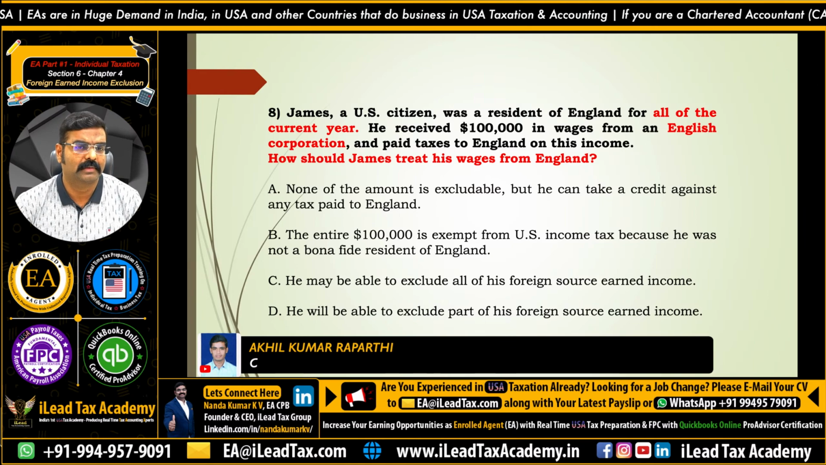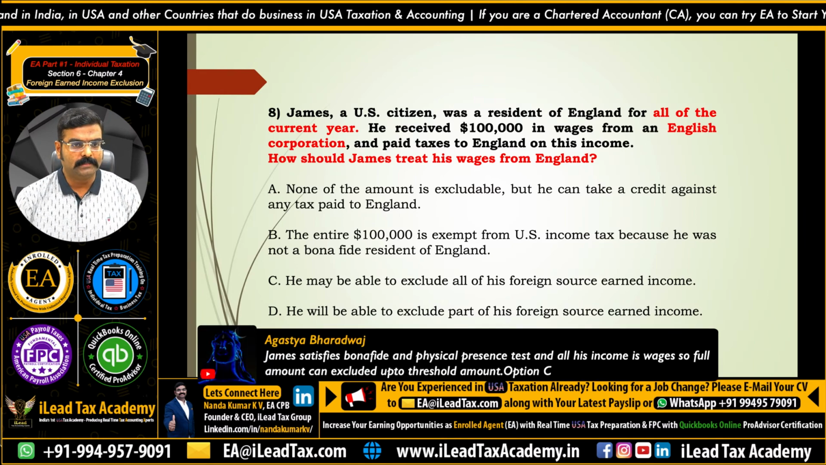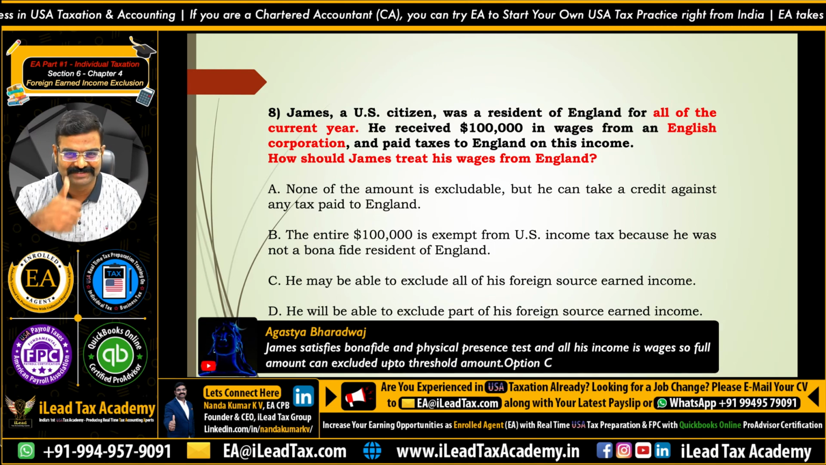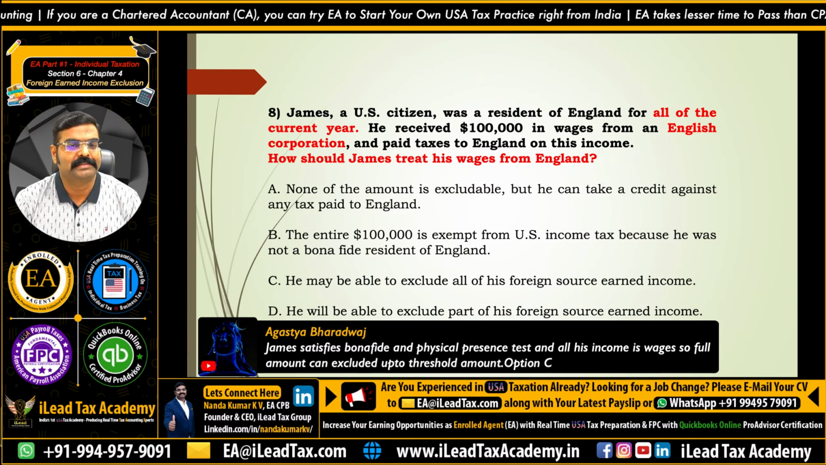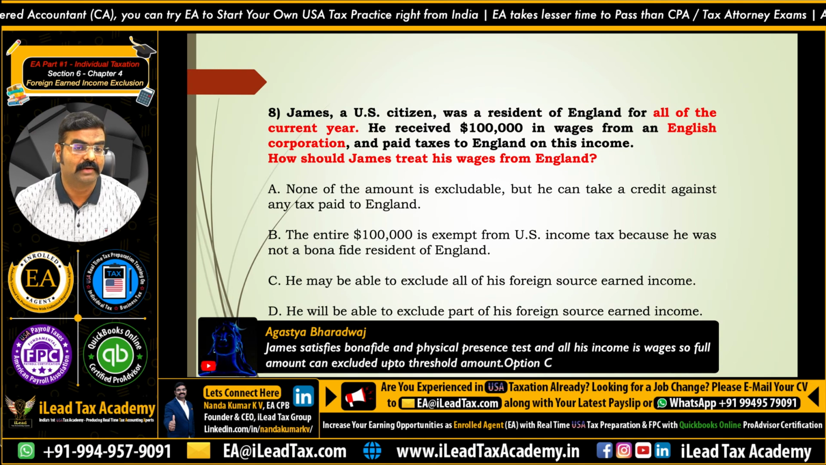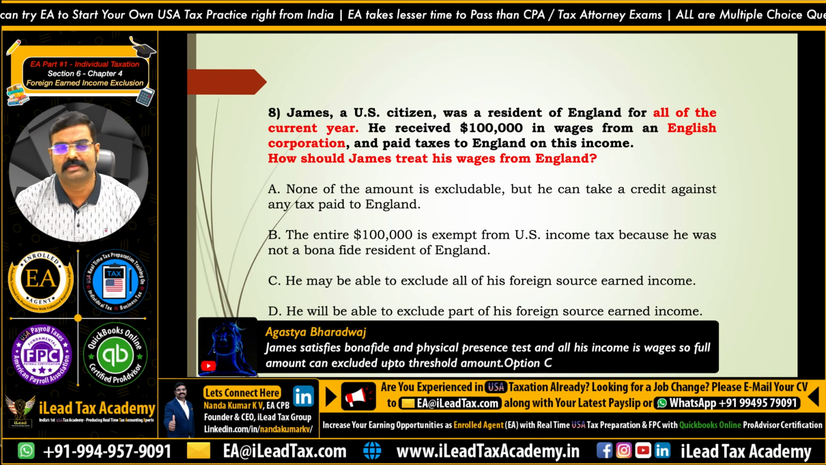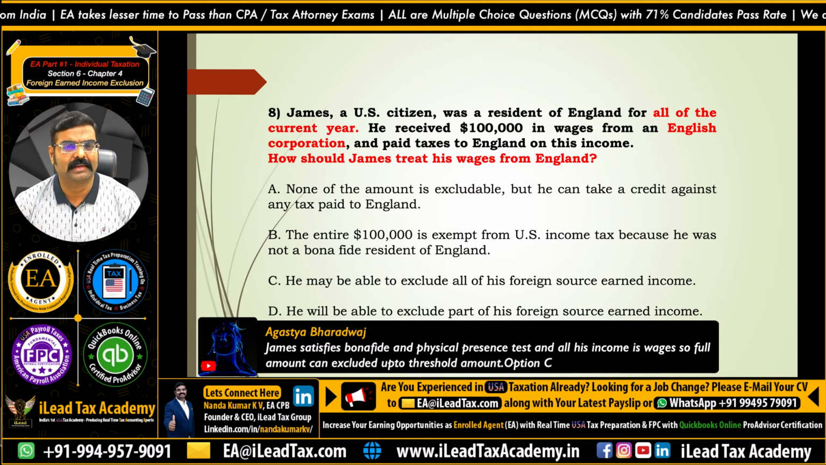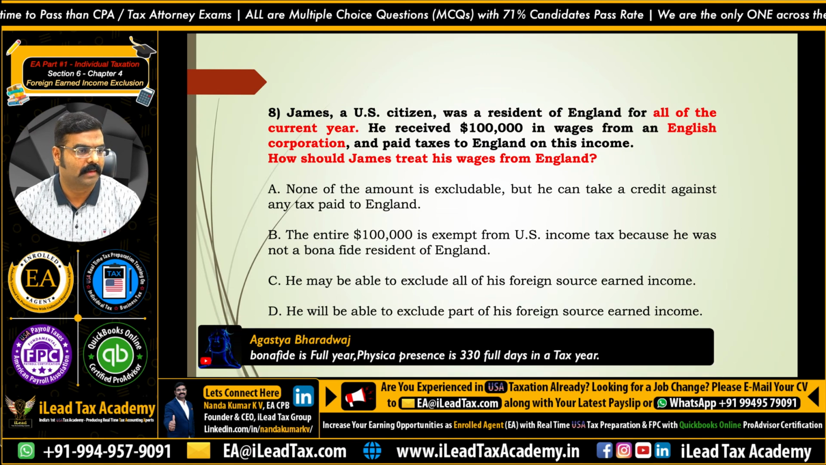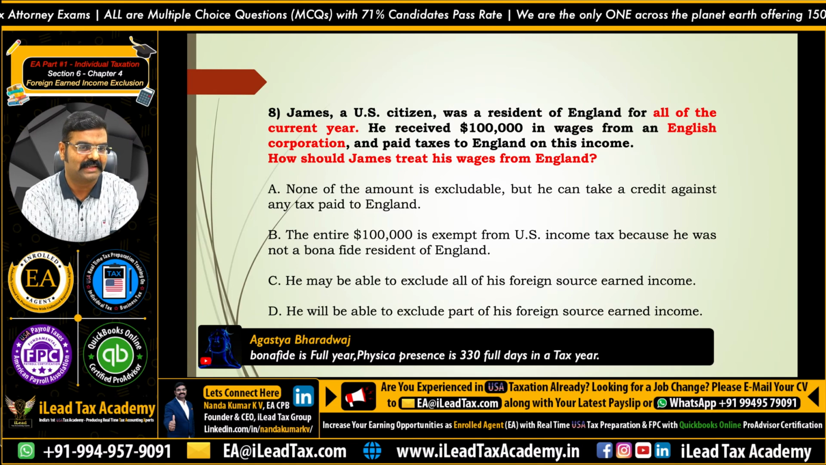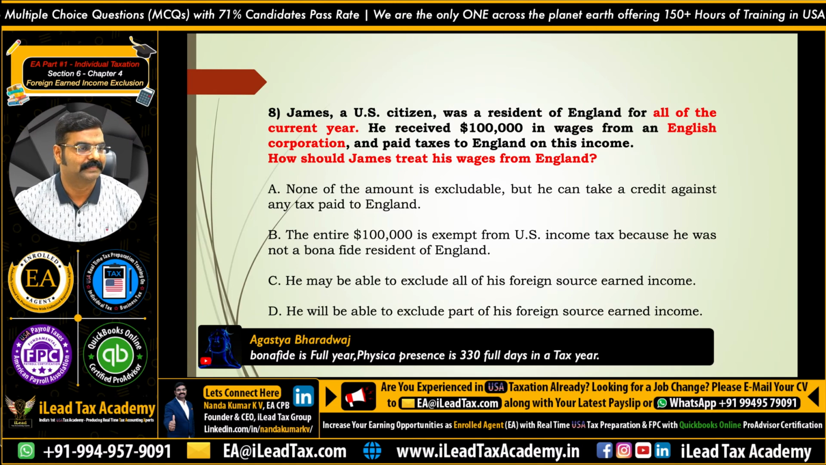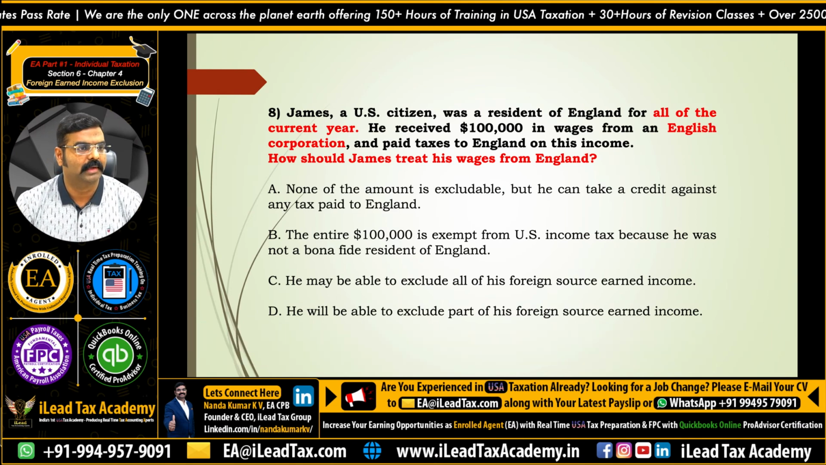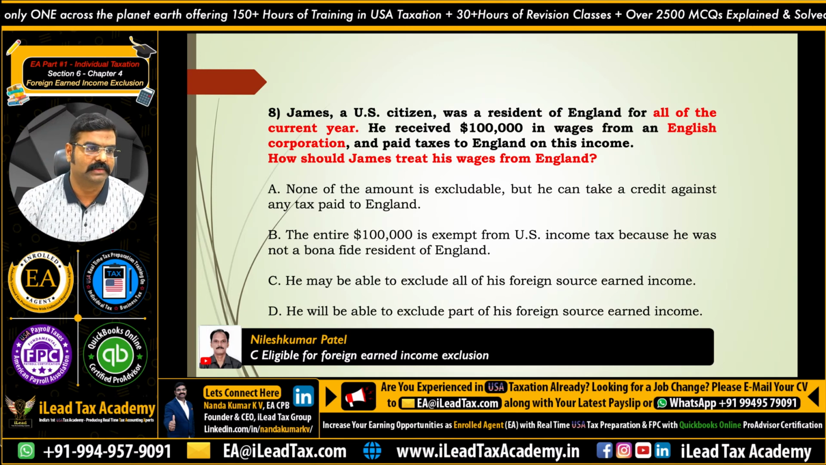He may be able to exclude all of his foreign source earned income. I'm liking Agastya's explanations. Good job. James satisfies the bona fide and physical presence tests, and all his income is wages, so the full amount can be excluded up to the threshold amount of 107,600. Here it's only 100,000, so option C. Very good. Bona fide is a full year, physical presence is 330 full days in a tax year. So he may be eligible to exclude all his foreign earned income. Good, Nilesh.